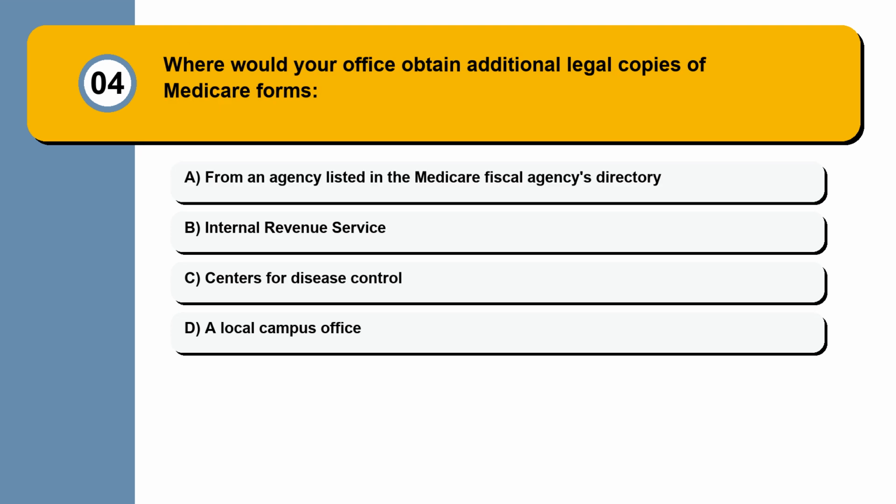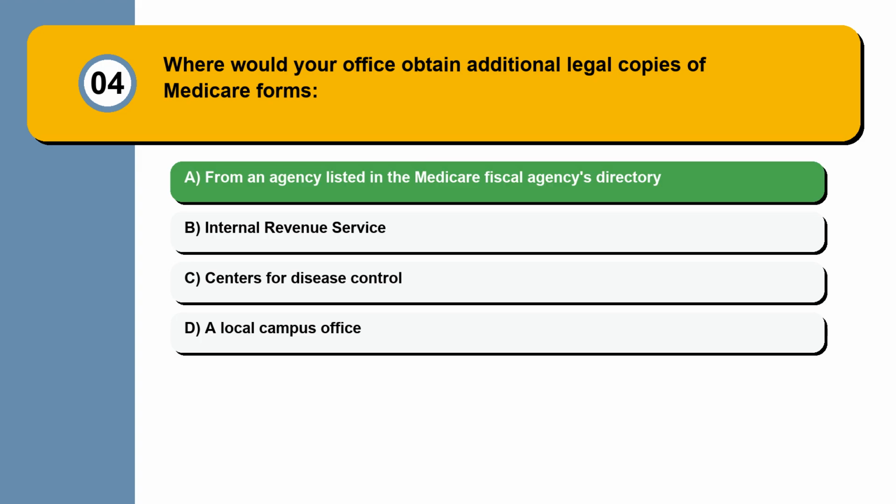Question 4. Where would your office obtain additional legal copies of Medicare forms? Here are your options. Option A, from an agency listed in the Medicare Fiscal Agencies Directory. Option B, Internal Revenue Service. Option C, Centers for Disease Control. Option D, a local campus office. The correct answer is option A, from an agency listed in the Medicare Fiscal Agencies Directory.